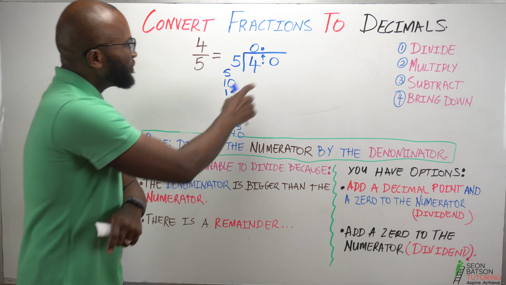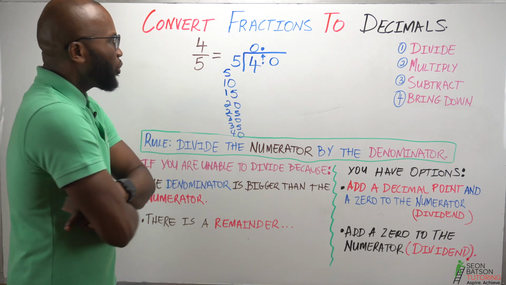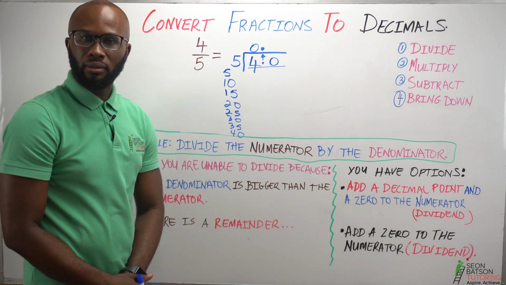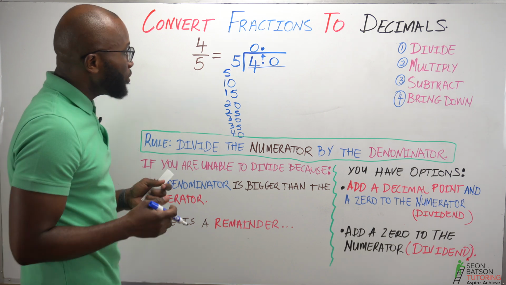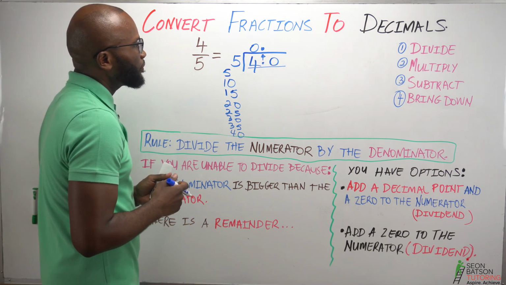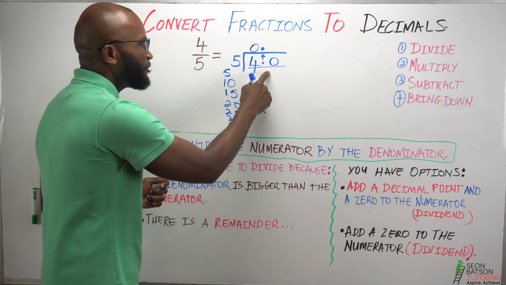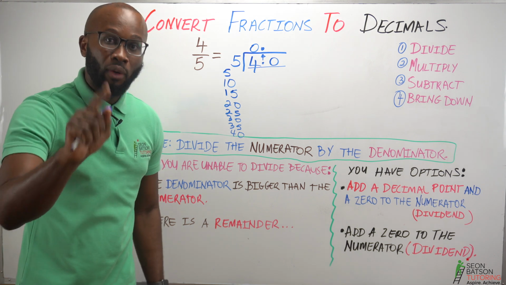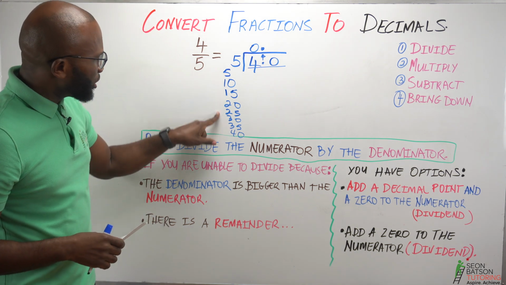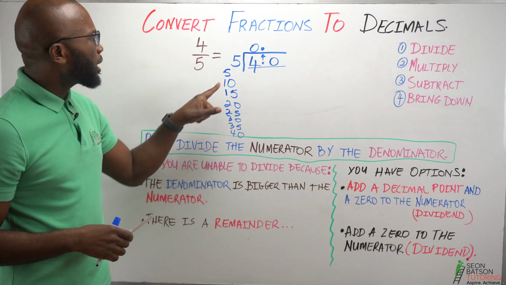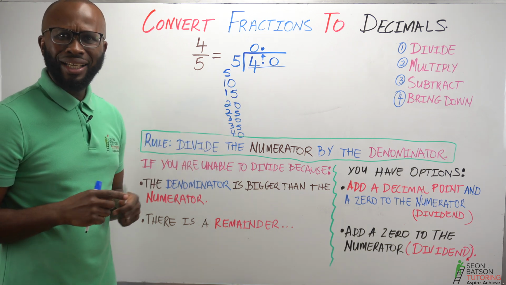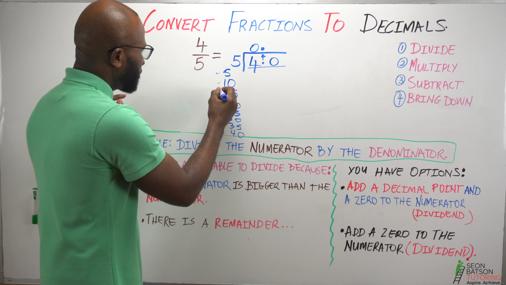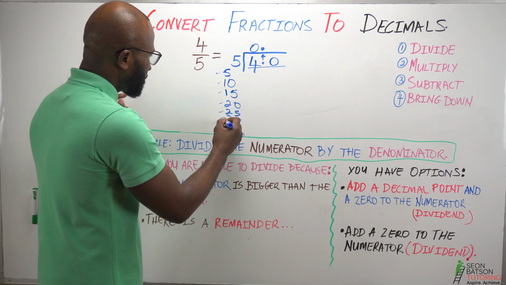Now, after adding the 0, what do we have? We can look at our numerator, or our dividend, now as being 40. So we will now divide and ask ourselves, how many times can 5 go into 40? 5 can go into 40 8 times. Now, if you aren't sure, we can use our multiples to help us. We will count until we get to 40. Let's see how many times we will have to count until we get to 40. 1, 2, 3, 4, 5, 6, 7, 8.